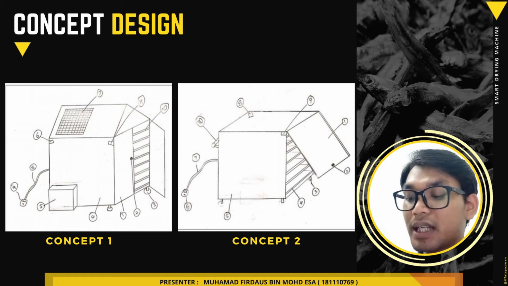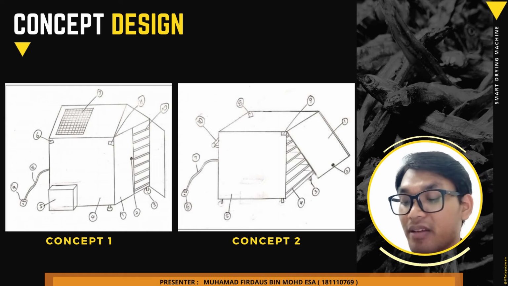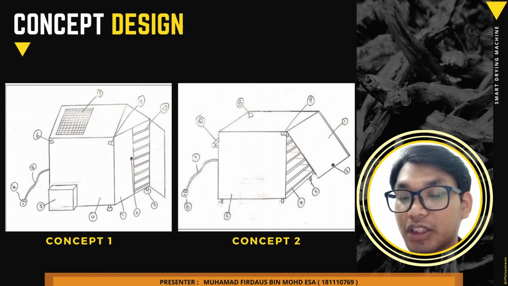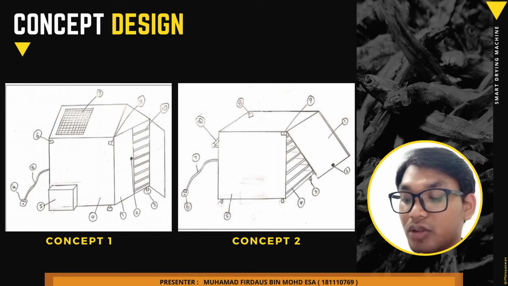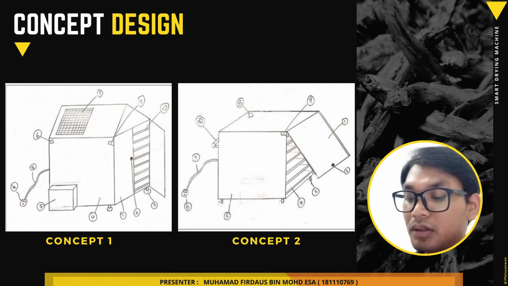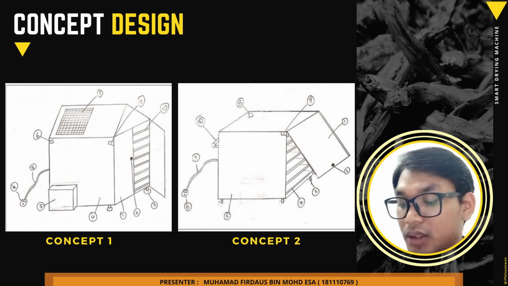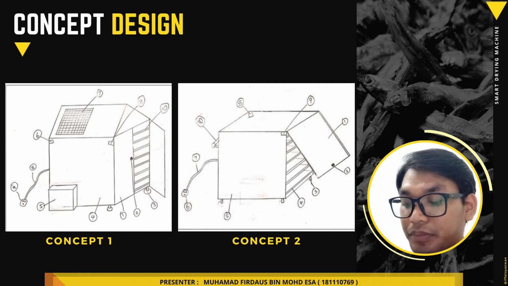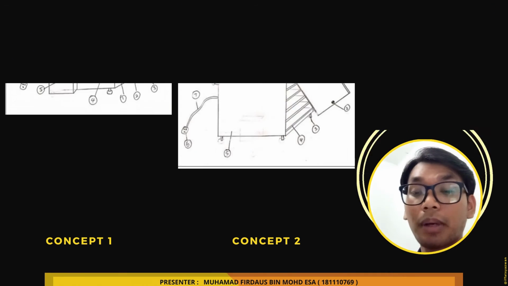The disadvantages of this design are that the machine is heavy because all the compact components and structure are crammed into the machine, and the machine cannot dry a large quantity of fish at once, and it only uses electrical power.